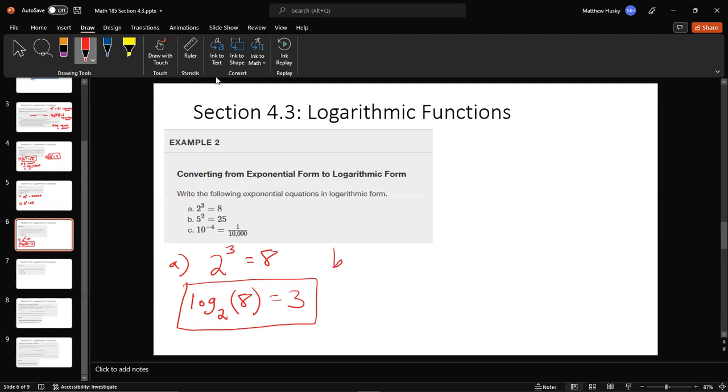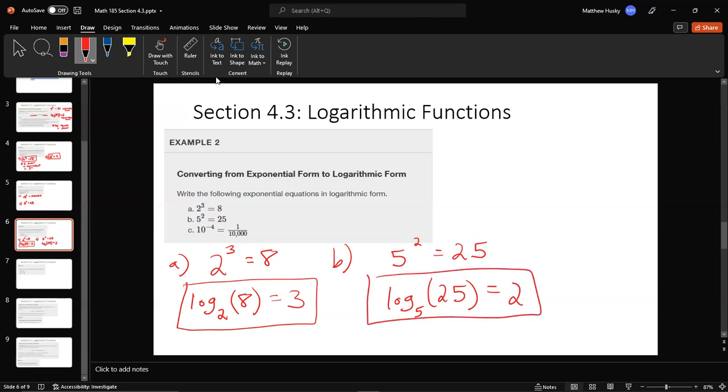For part B, 5 squared equals 25. So the base of the power is a 5. So we're going to call this log base 5. 25 is going to go inside the log, and then the power is actually what it equals. So then you switch that around, you end up with log base 5 of 25, and that now equals 2.